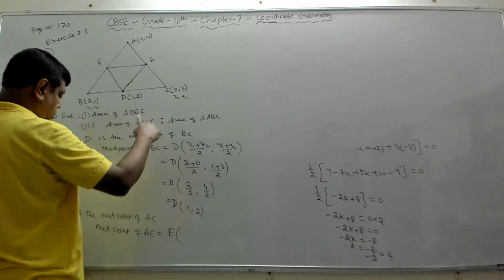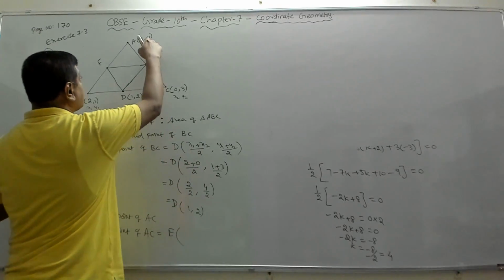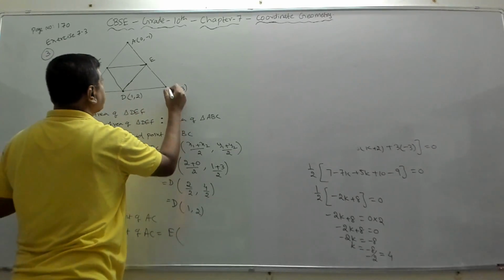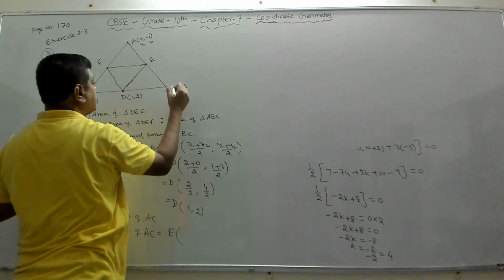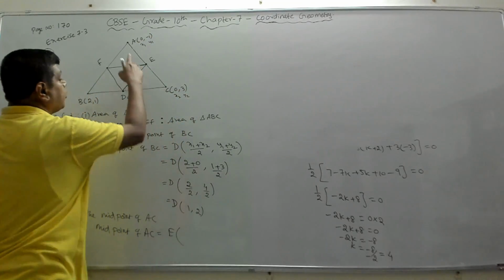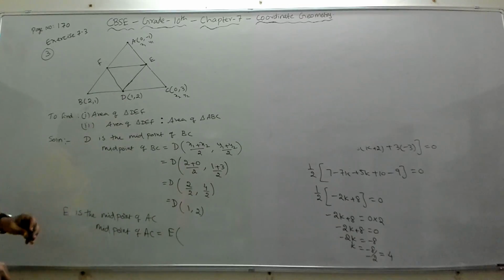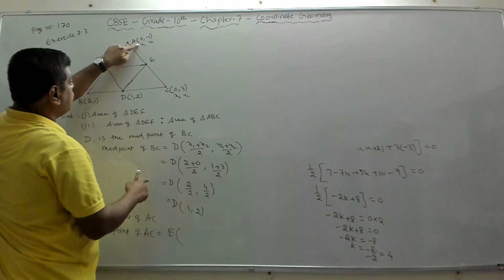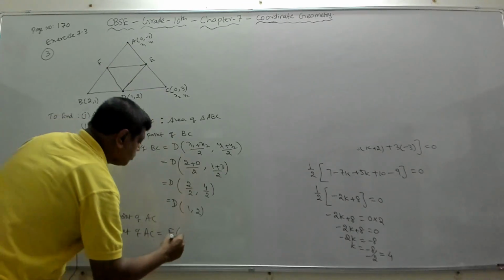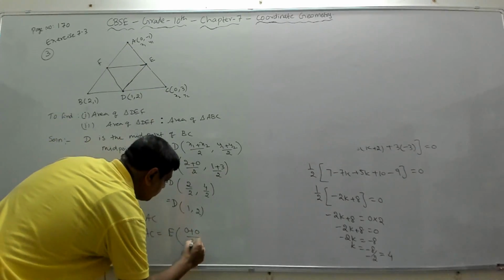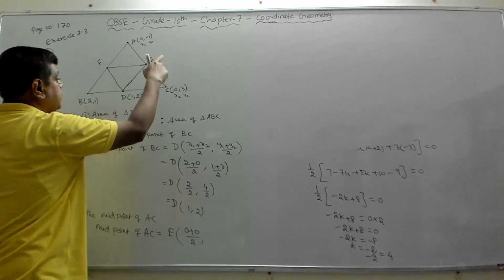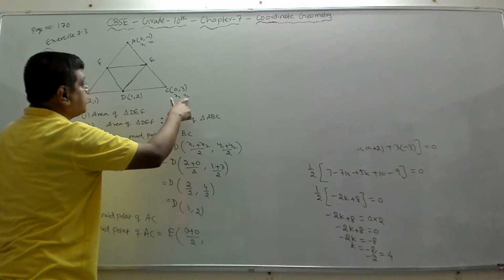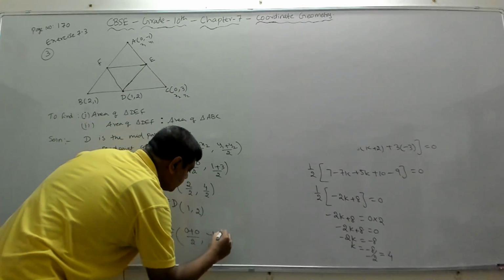So here we can take this one as x1, y1, and this as x2, y2. Now we'll substitute in the formula. x1 plus x2 by 2: x1 is 0 plus 0 by 2, comma y1 plus y2, y1 is minus 1 plus y2 is 3, so minus 1 plus 3 by 2.